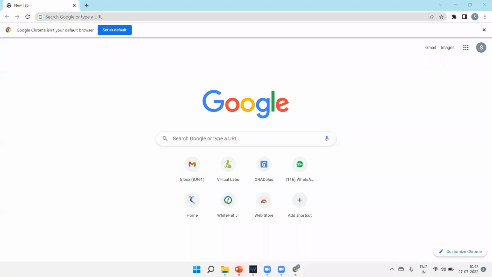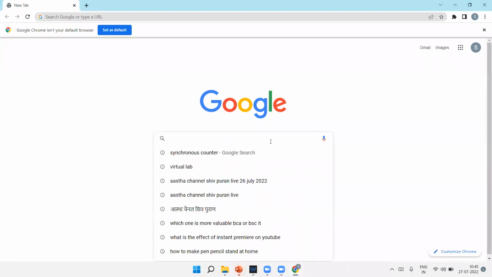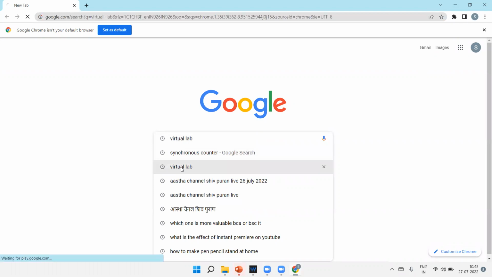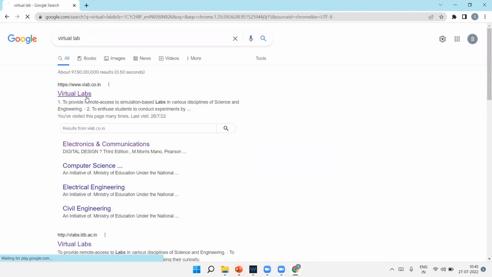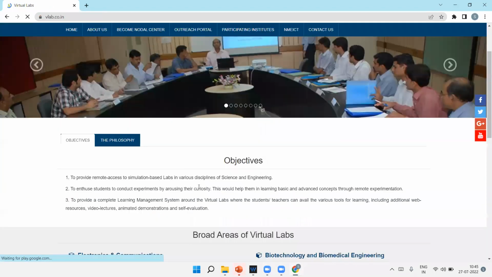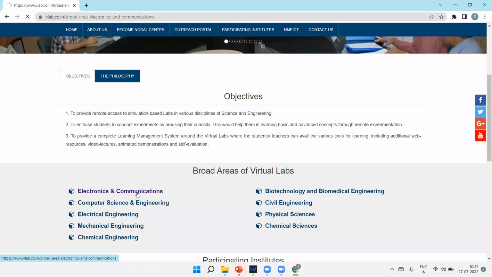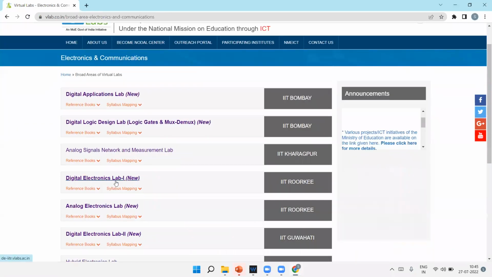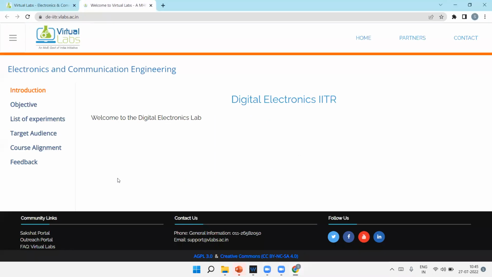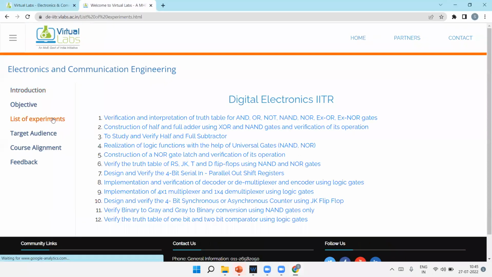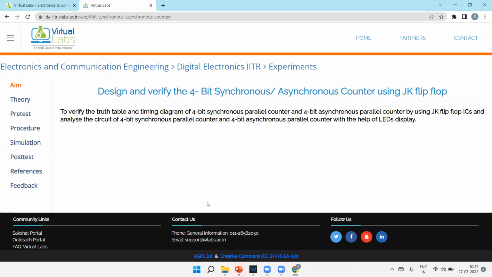So let's start now. Go to Google and, as I have told you, type virtual lab or vlab.co.in. Click on virtual lab, click on electronics and communication. Here, click on digital electronics lab 1 designed by IIT Roorkee. Click on list of experiments. In the list of experiments, now we are doing the 10th experiment. 1 to 9 we have already done. You can follow my previous videos. Okay, so this is design and verification of 4-bit synchronous asynchronous counter using JK flip-flop.